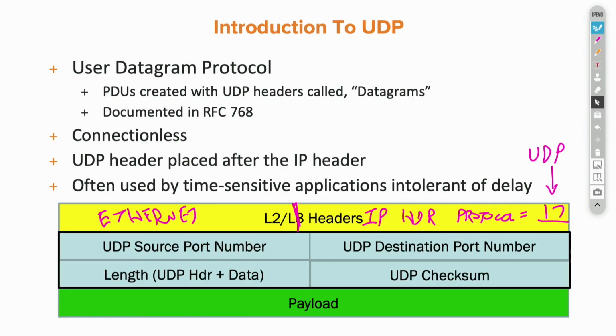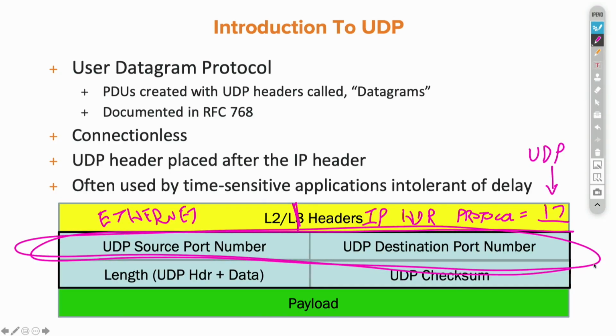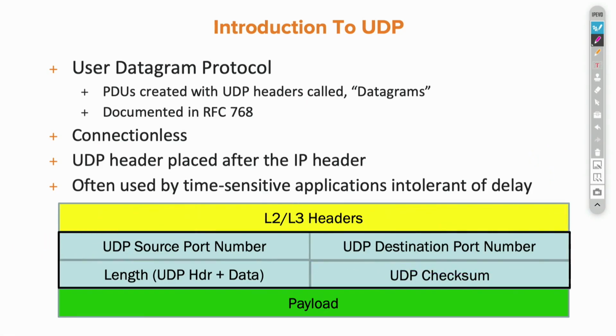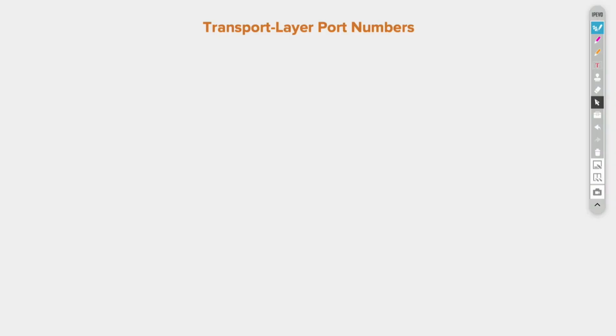So you see, with UDP, really all we're getting out of it as useful fields are the source and destination port numbers, which enables us to track unique sessions of the exact same application that's running simultaneously on our computer. All right, so let's dig a little bit more into those port numbers and see how they work.